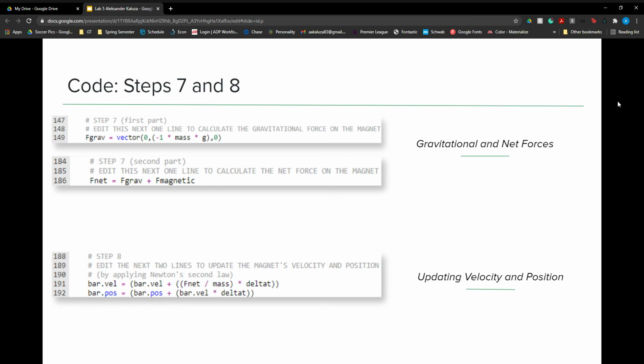And then for steps 7 and 8, the gravity force, as we know, would be mass times gravity. And I put a -1 since it would be in the negative y direction. The net force would be the gravitational force plus the magnetic force. And then to update the bar velocity, I would add on to the current bar velocity F net divided by mass times delta t. And to update the position, I would do something similar, where you do the current position plus the bar velocity times delta t.